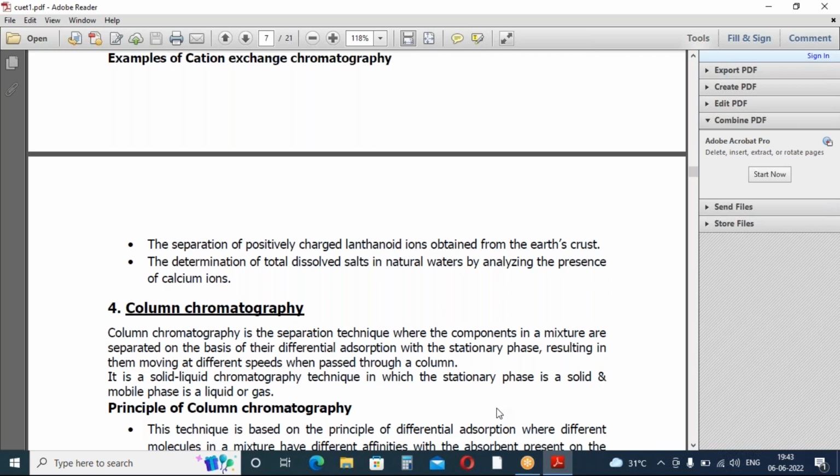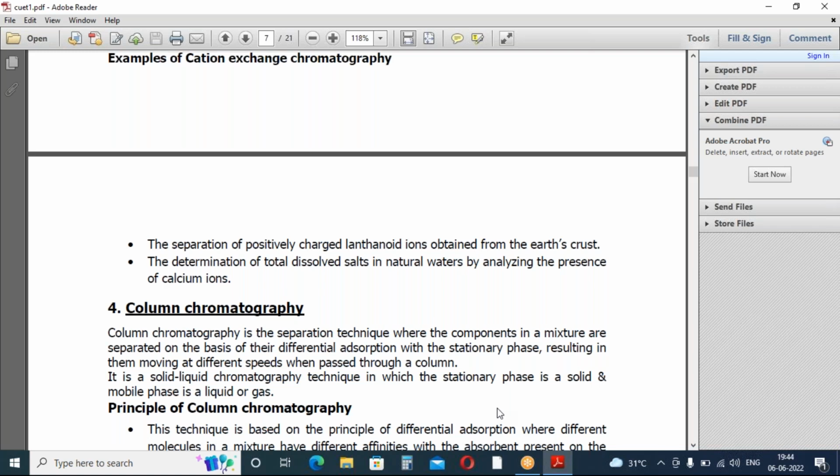You have to frame a table for chromatography techniques. First, what are the types of techniques? What is the stationary phase? And what is the mobile phase? And what is the principle? If you maintain the table, you can easily remember these techniques. Understood, ma'am? Okay, here in column chromatography, the stationary phase is solid, whereas the mobile phase is the liquid or the gas.